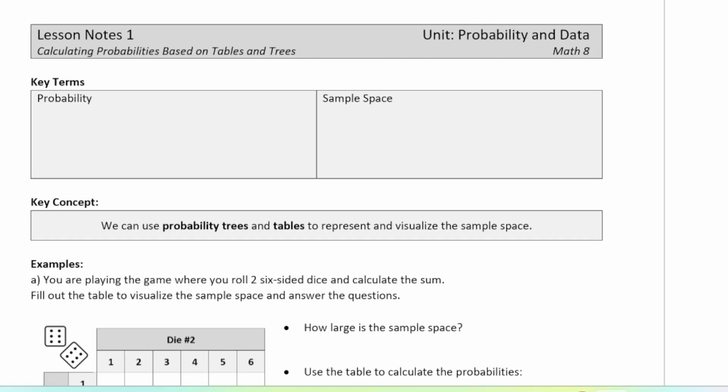All right, so this is lesson 1 of the probability and data unit. We're looking at calculating probabilities today based on probability tables and probability trees. But first, let's define the term probability.